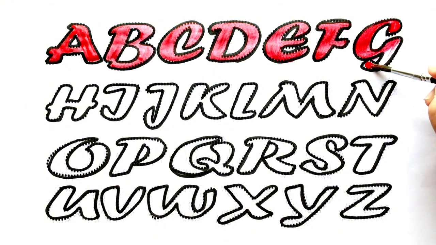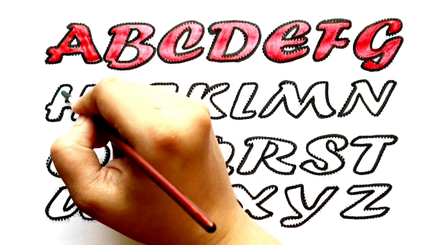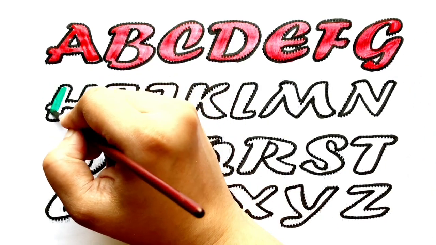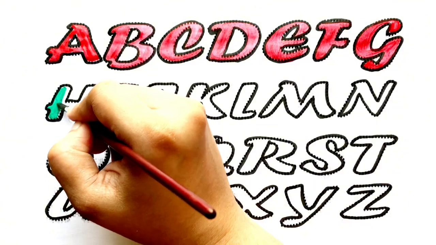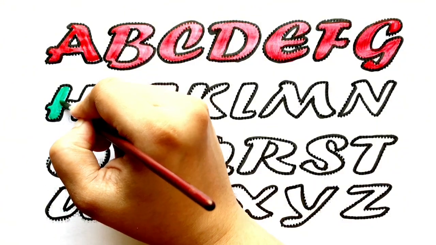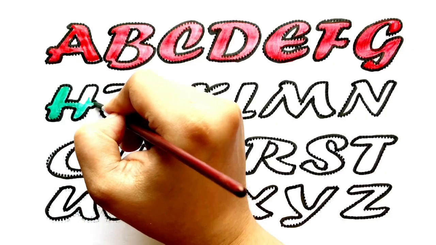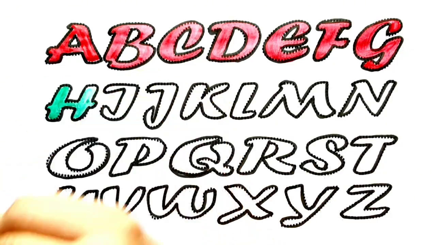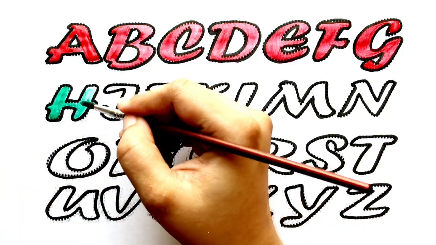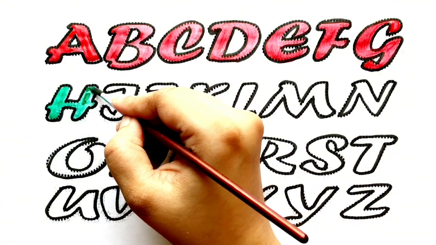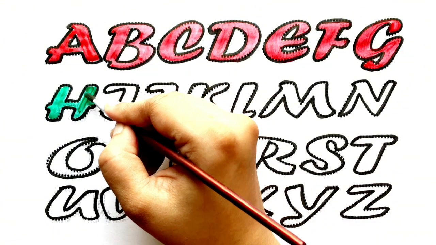A, B, C, D, E, F, G, H, I, J, K, L, M, N, O, P, Q, R, S, Green color. H for house. W, X, Y, and Z. Now I know my ABCs. Next time, won't you sing with me?